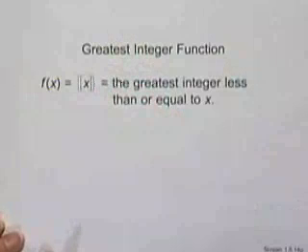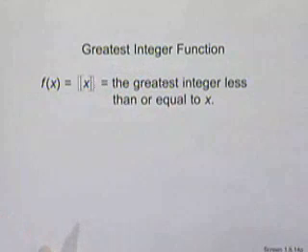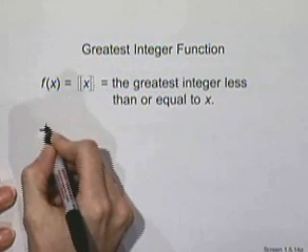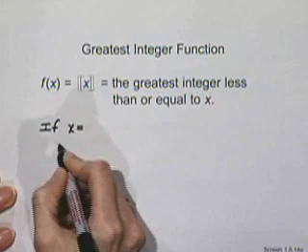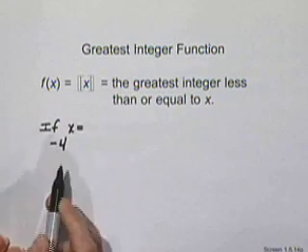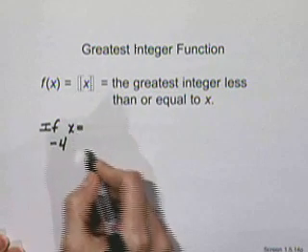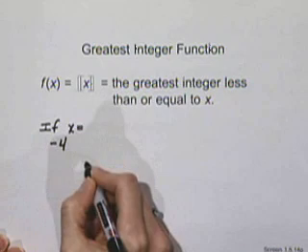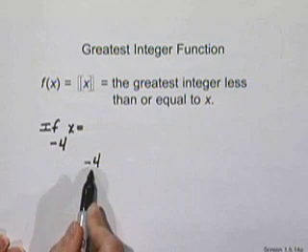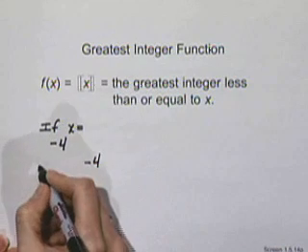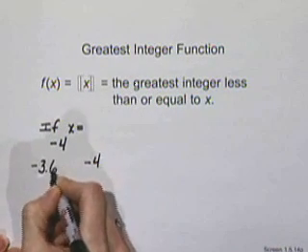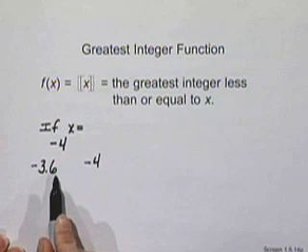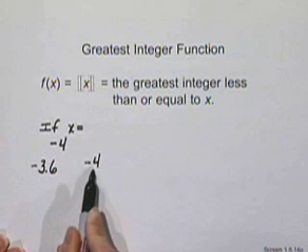Now, one piecewise function of some importance is the greatest integer function. And it's defined in this way. F of x equals the greatest integer function, which is the greatest integer less than or equal to x. So, for example, if x equals -4, the greatest integer function tells us that the value of this function at -4 is -4. This is the greatest integer less than or equal to this number. Suppose x equals -3.6. The greatest integer less than or equal to -3.6 is -4.